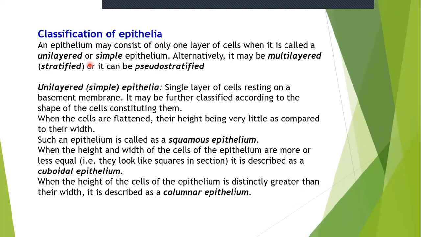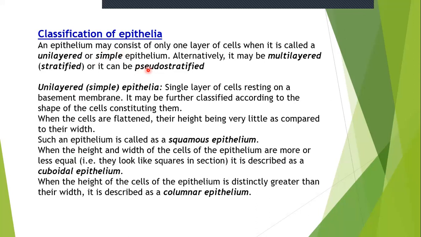Now, classification of epithelia. The epithelium may consist of one layer of cells. So we might have one layer of cells lying on a basement membrane. That is simple epithelium. We might also have several layers of cells lying on a basement membrane. That is stratified. Also, we might have another one known as pseudostratified.